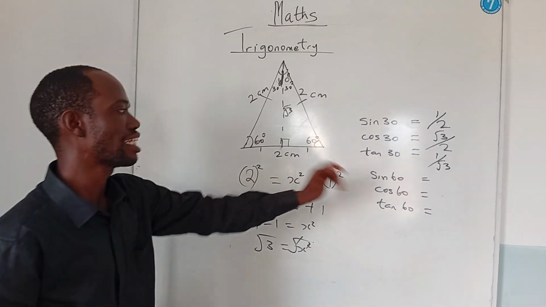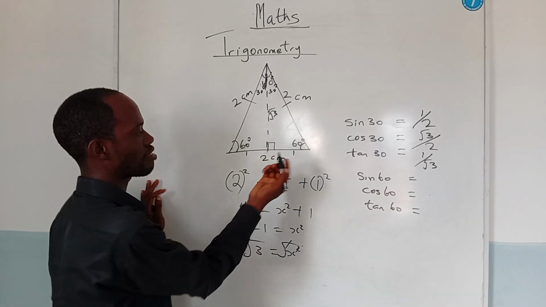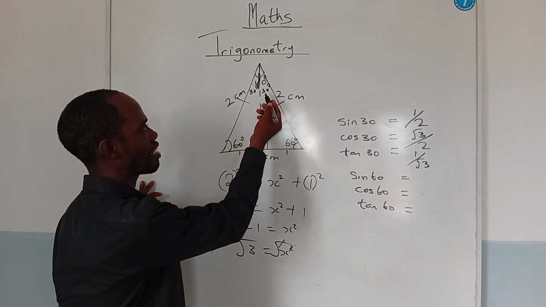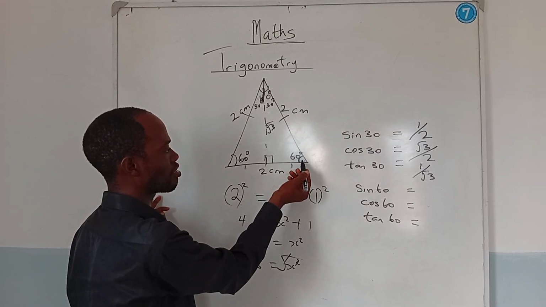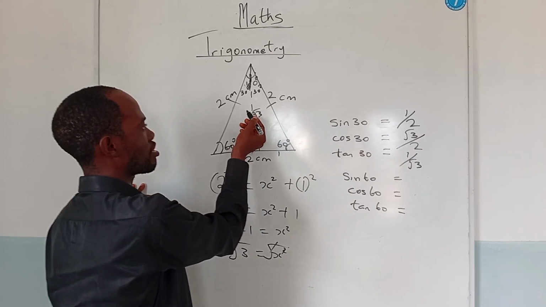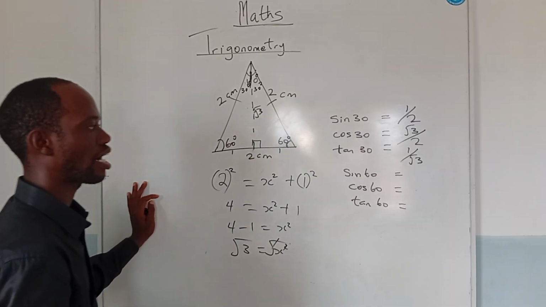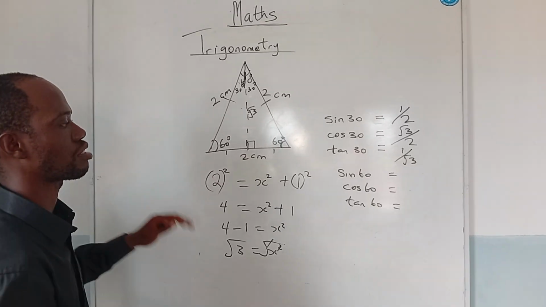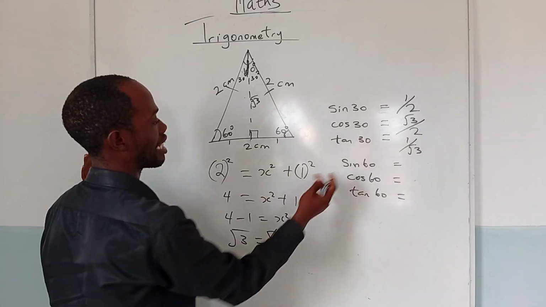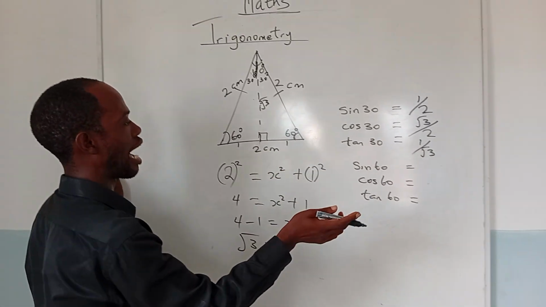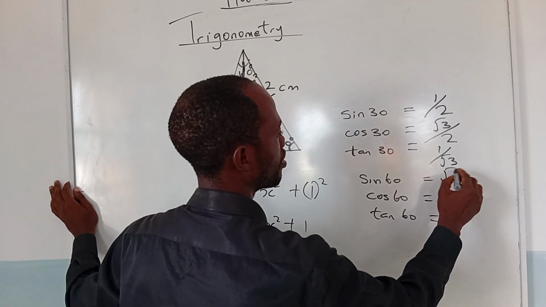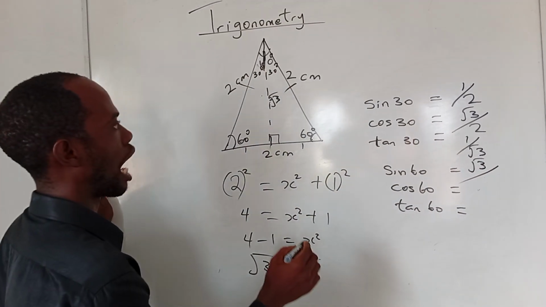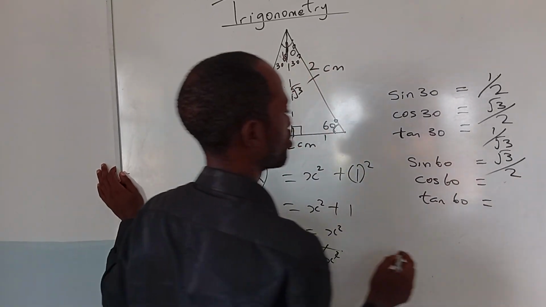Okay. Now let's check sin 60. Whenever you are looking for sin 60, wherever this angle of sin 60 is facing turns to be our opposite. So sin 60 is opposite all over hypotenuse. My opposite now is root 3 all over hypotenuse, all over 2.